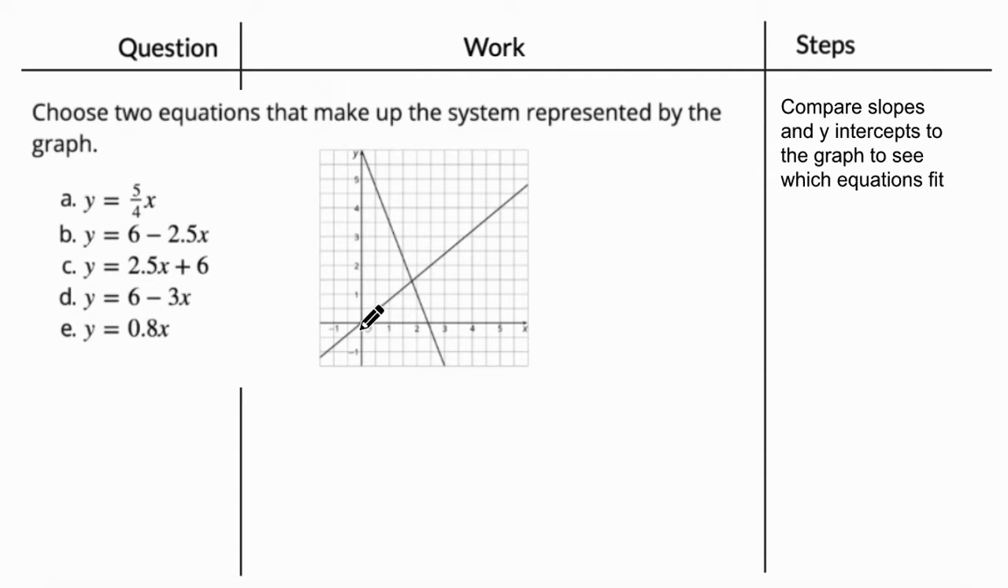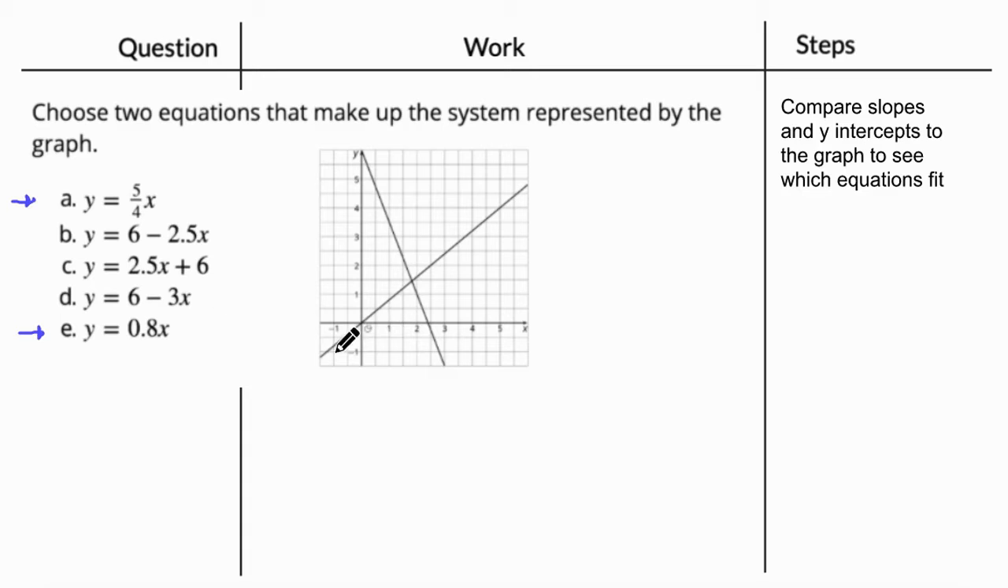So first of all, I see that one of the lines is going through the origin, meaning it has a y-intercept of 0. The only two that have a y-intercept of 0 here are E and A, because the other ones have a slope of negative 2.5, 2.5, or negative 3, and a y-intercept of 6 each. So I know this line is either A or E.